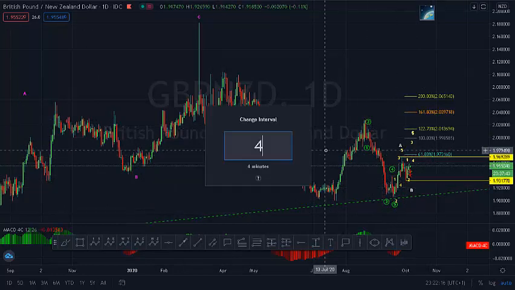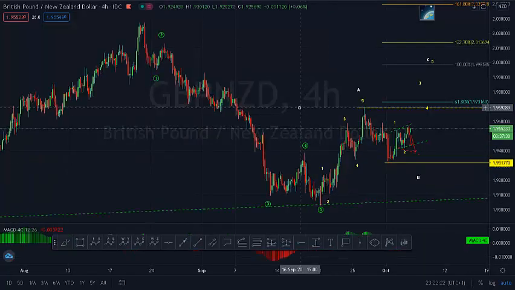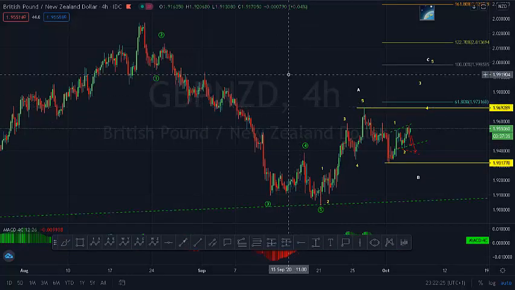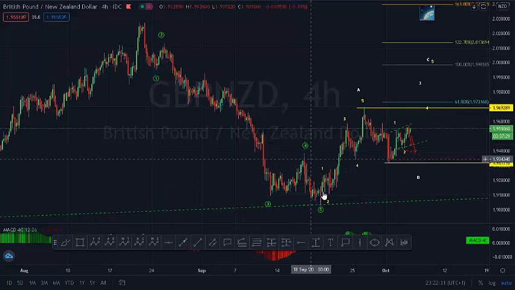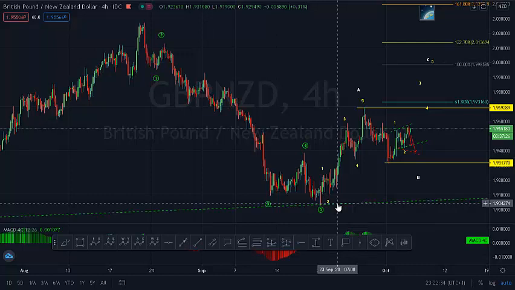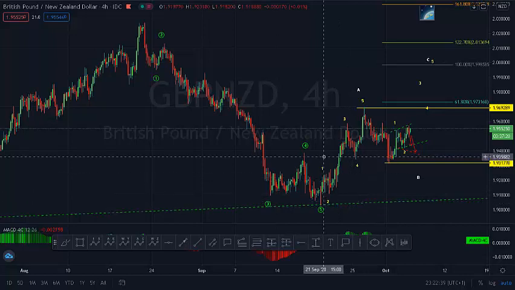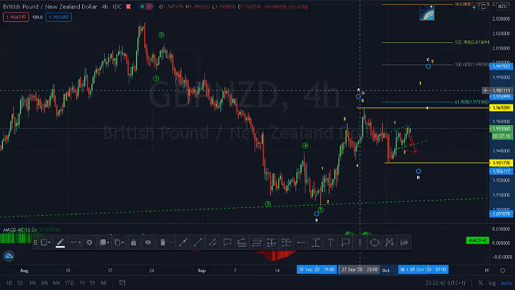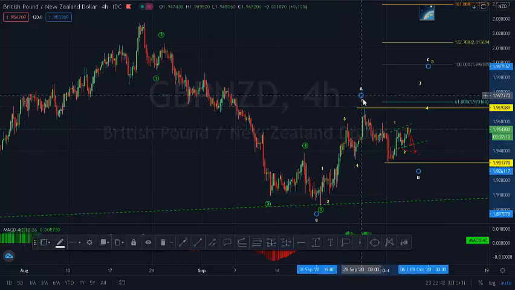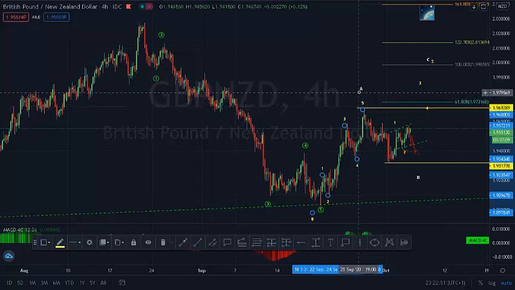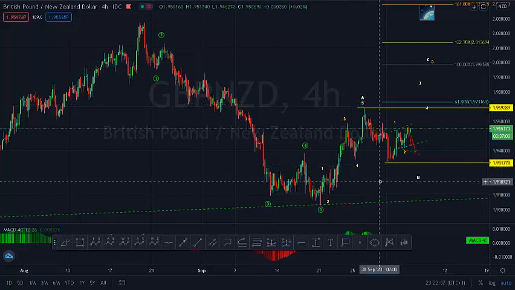4 hours. In our 4 hours, we see a better 5 waves impulse, 1, 2, 3, 4, 5. And the correction is very, very interesting. We can see 1, 2, 3, 4, 5, which is wave A. Wave A is always an impulse. Wave C is always an impulse, at least 90% of the time.